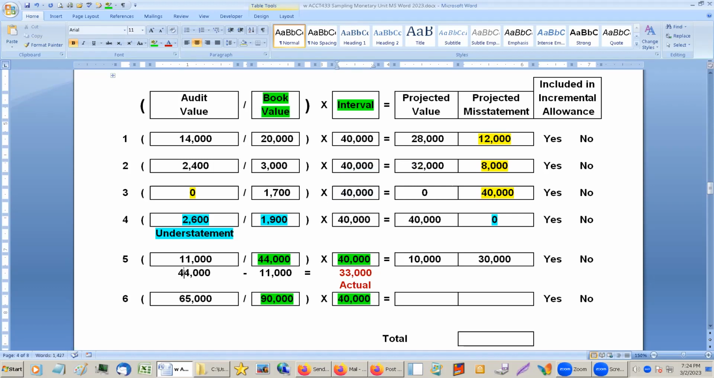So when we run into this situation where the book value is higher than the interval, we use the actual overstatement rather than the projected one. Why? Because the projected one's doing it over 40,000, where ours is going over a higher interval, basically, of 44,000. So this is what we're going to do when we run into these where they're higher. We use the actual difference.